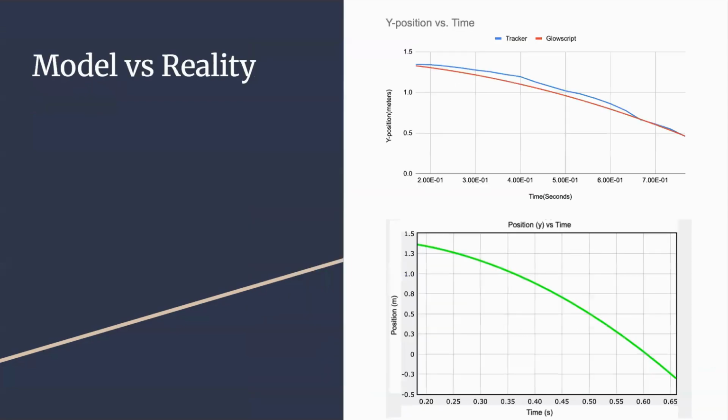This slide compares the experimental data from Tracker with the predicted data from the model. Both graphs show a clear downward curve, which is expected from an object under constant acceleration due to gravity. The overall shapes of the graphs are very similar, indicating that the model is fairly accurate. However, there are small differences between the two lines. These differences become more noticeable over time and highlight the limitations of the model and the experiment.